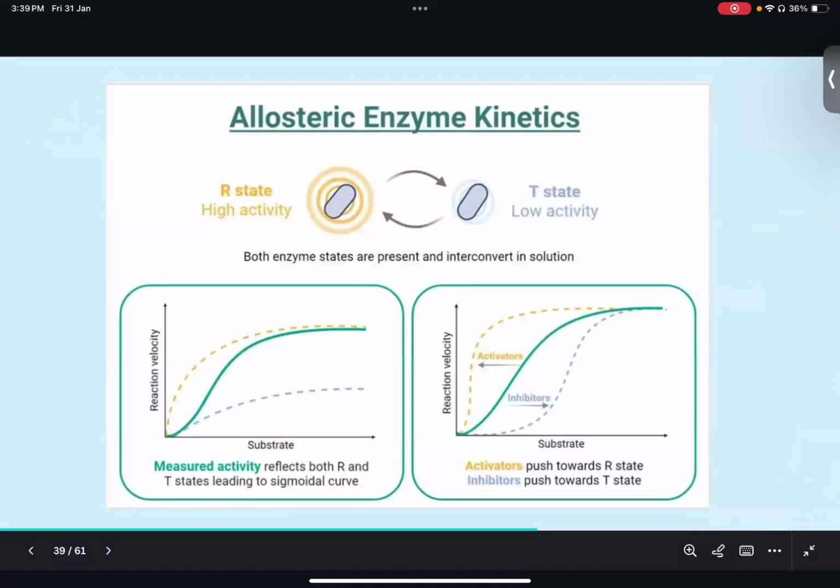So, allosteric enzymes and kinetics. As we said here, activators, what will they do? They will shift the curve towards the left. Inhibitors will shift the curve towards the right. Activators will shift it to the R state. Inhibitors will shift it to the T state, which has low activity.